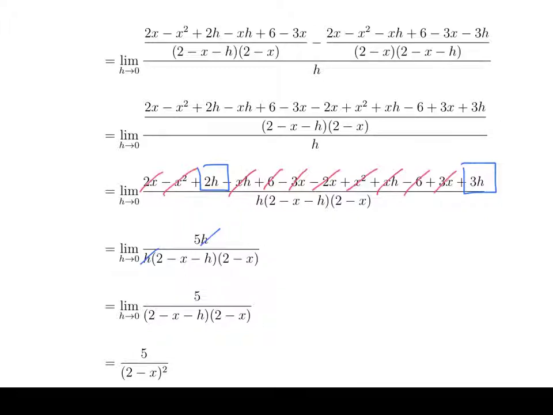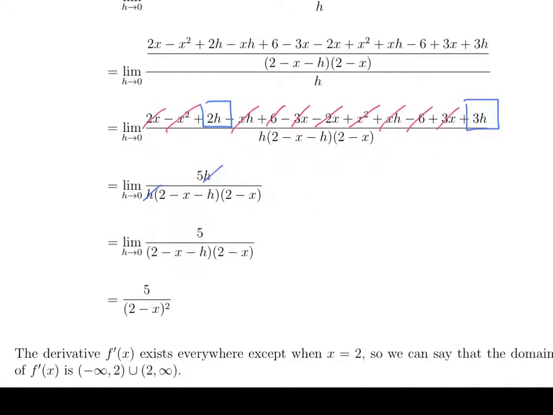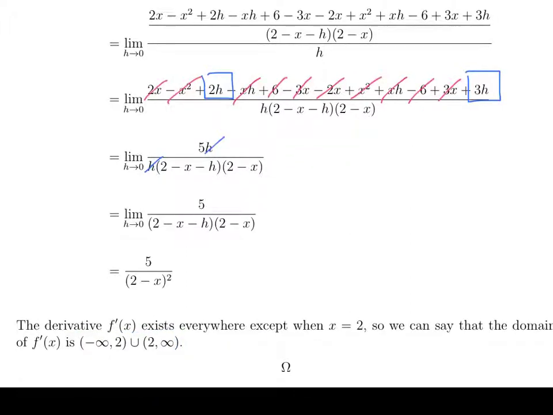All right, so we've done the calculation to get the derivative. Let's think about the domain. So you should look at this and say, well, where does this not exist? And it would not exist when x is equal to 2. So here's what we'll say. We'll say that the derivative exists everywhere except x equals 2. So the domain of f of x is this union of intervals from minus infinity to 2 and 2 to infinity. It's all real numbers except 2. Okay, that's all for now.